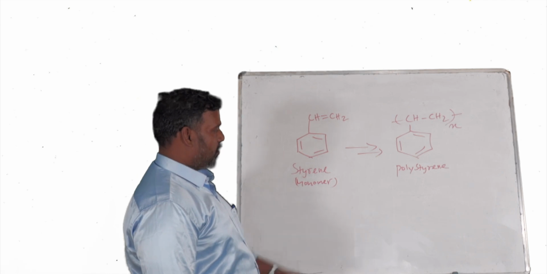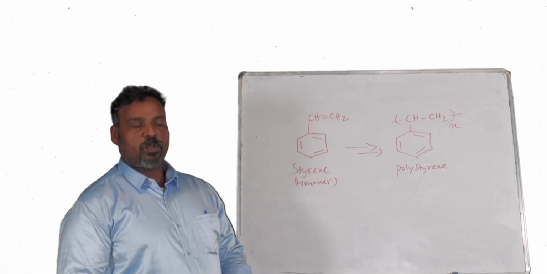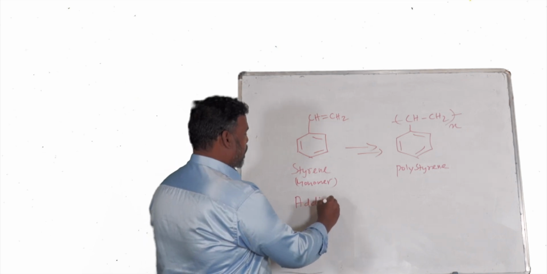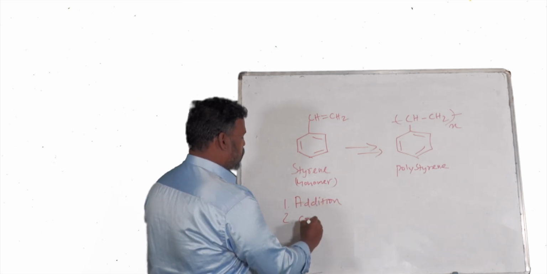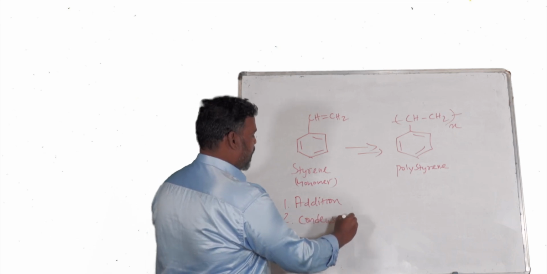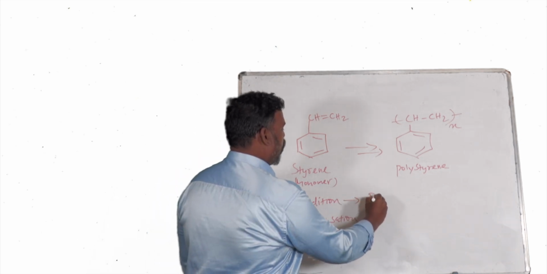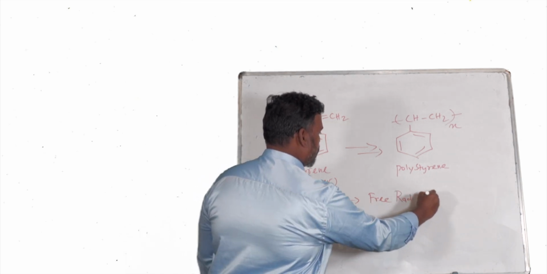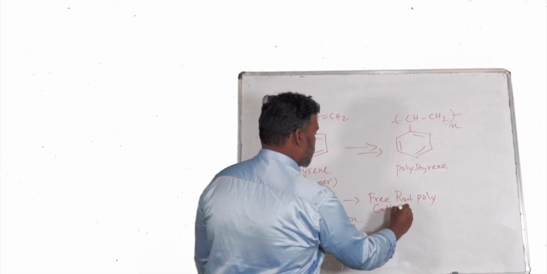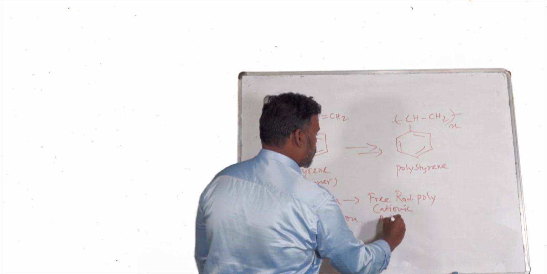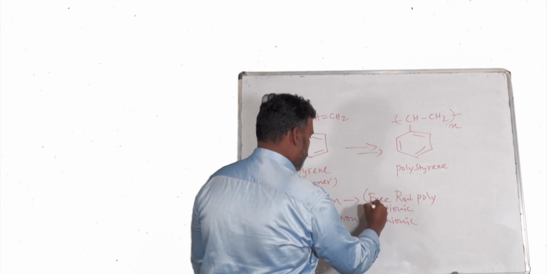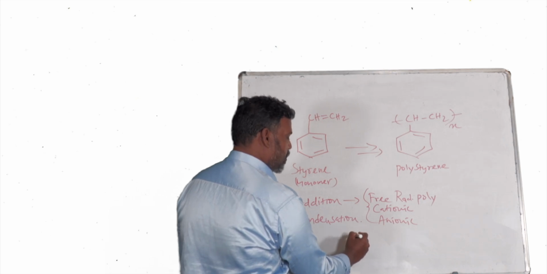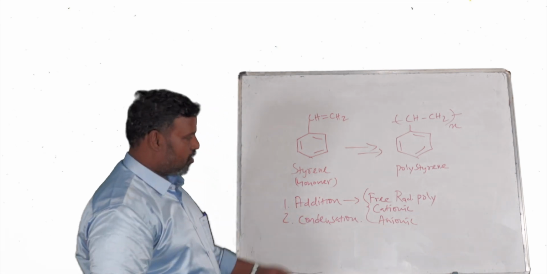You can prepare this one, and I'm going to explain what it is. Based upon the mechanism, polymerization is classified into addition and condensation polymerization. In addition polymerization, you have free radical polymerization, and you have cationic and anionic polymerization. You have different types of polymerization, and these are some examples of addition polymerization. Condensation polymerization is named as it is.